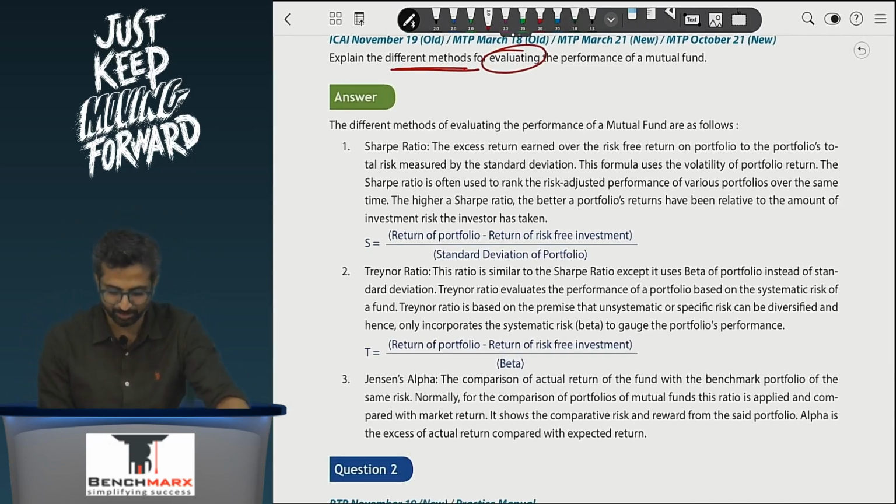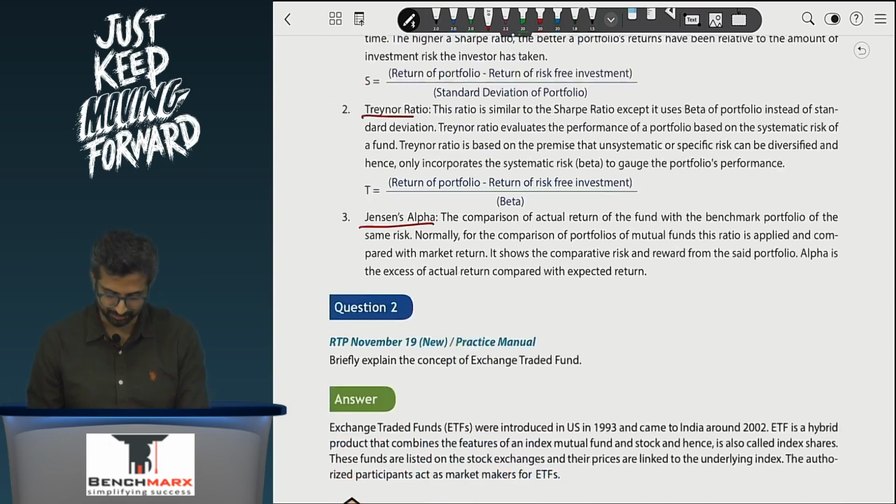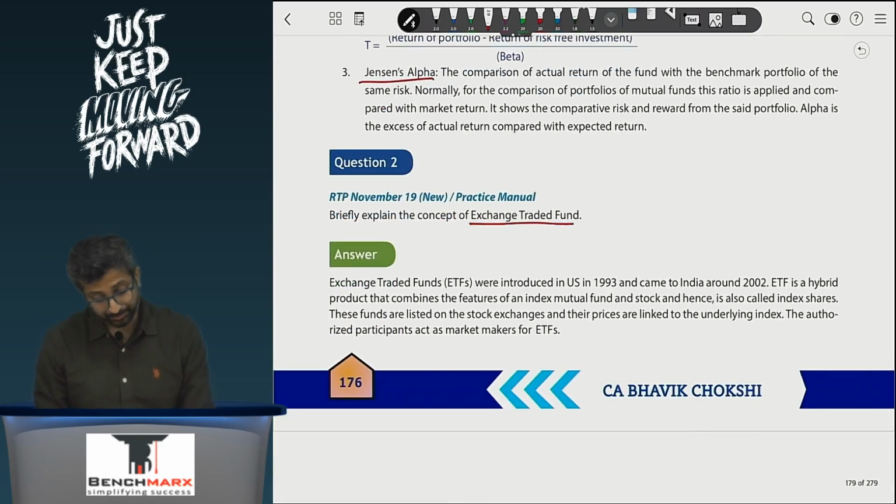You will have the Sharpe ratio. Sharpe ratio over here, we have studied is Rx minus Rf divided by standard deviation. Then you have Treynor ratio, you divide it by beta. And then the Jensen's alpha. Within Jensen's alpha, you would have the actual return minus the required return, and that would give you, let us say, the Jensen alpha.